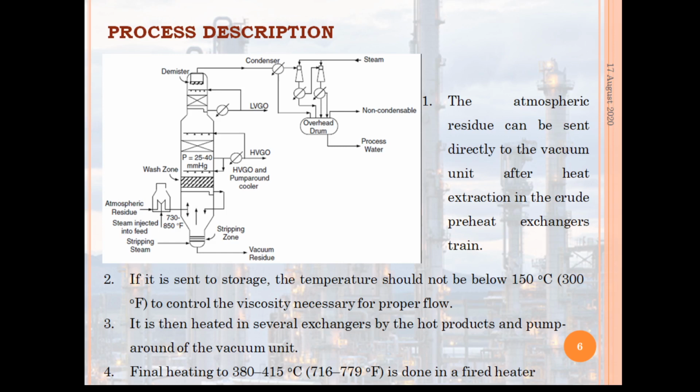Why? To control the viscosity necessary for proper flow. Because if the viscosity is more, then it will hamper the flow through the pipes or the tubes. So if it is sent to the storage, the temperature should not be below 150 degrees centigrade, to control the viscosity necessary for proper flow.